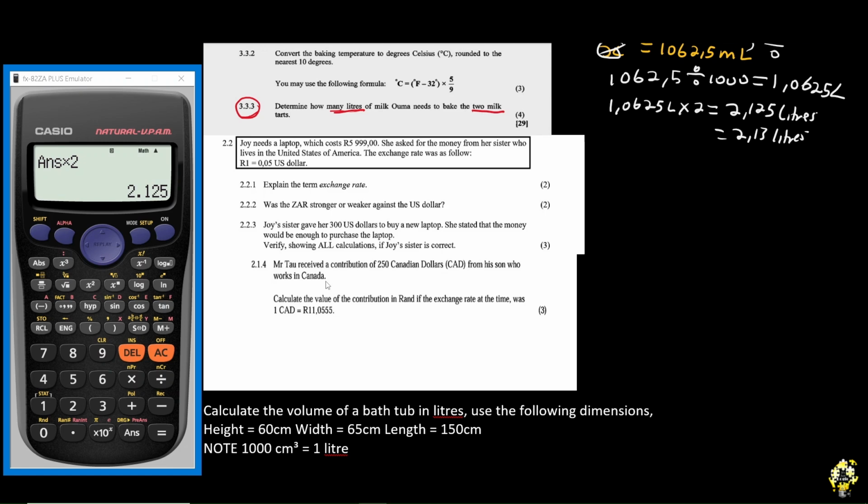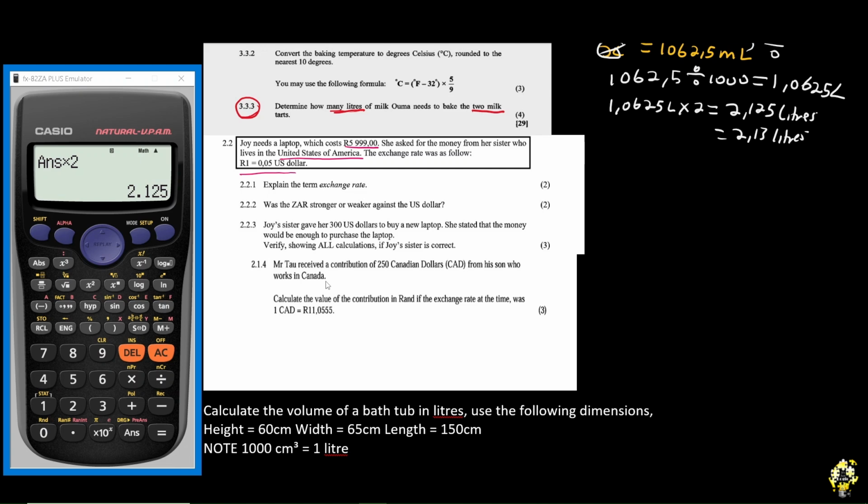So let's say the statement says Joy needs a laptop which costs 5,999. She asked for the money from her sister who lives in the United States. Remember what I said about the United States of America? So in the first video, the exchange rate was as follows. The exchange rate says that 1 South African rand is actually equal to 0.05 US dollars.